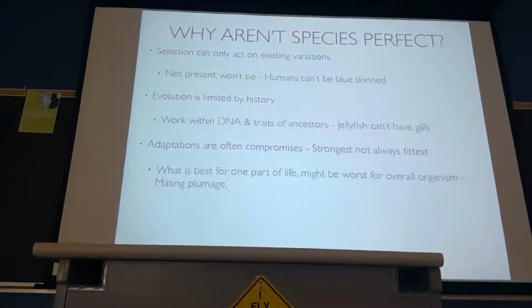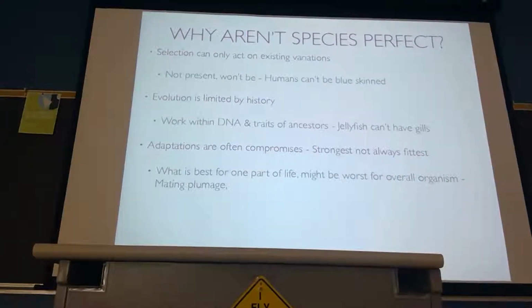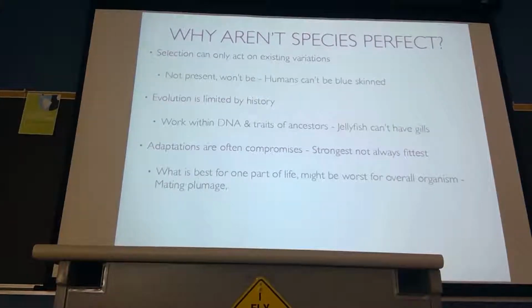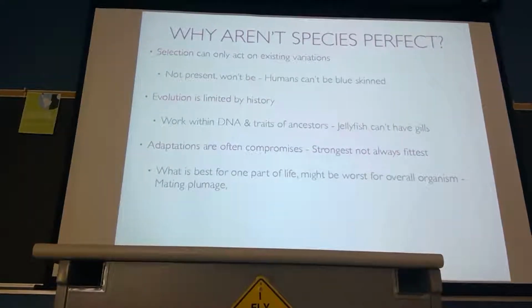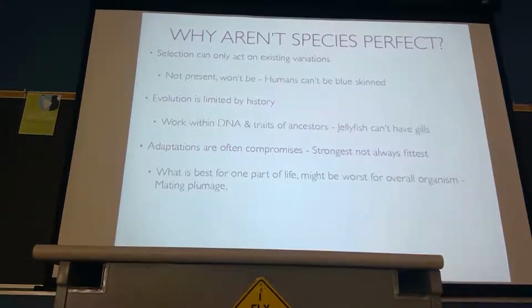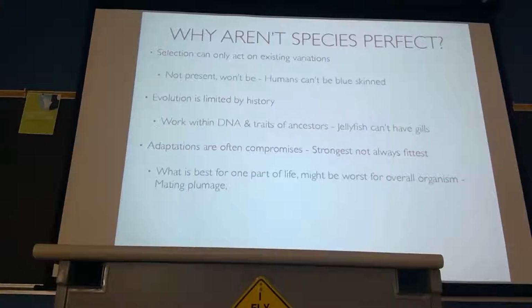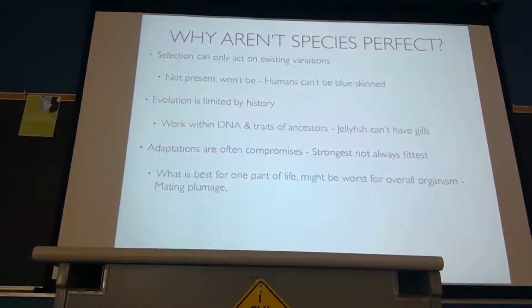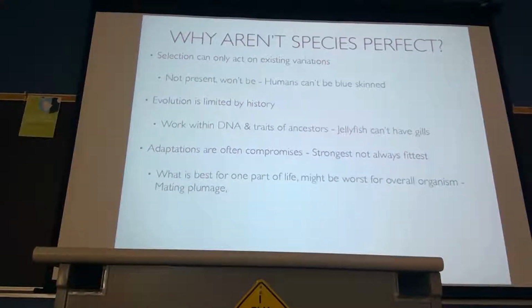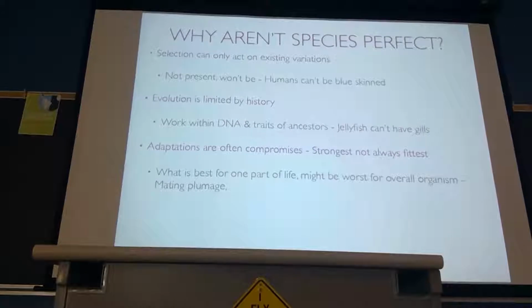And so again, what can be good for one part of your life might be bad for you overall as an organism. We see that lots of times in mating plumage in birds. Males go to great lengths and spend a lot of resources attracting mates, but that means they can't fly as far, they can't get as many resources over the course of their life, and they might have a much shorter life expectancy than females because there's a cost to putting out that mating plumage. And so again, it's a balance and a trade-off.